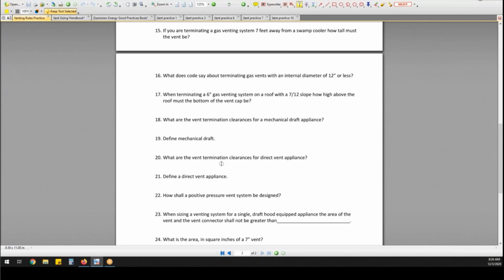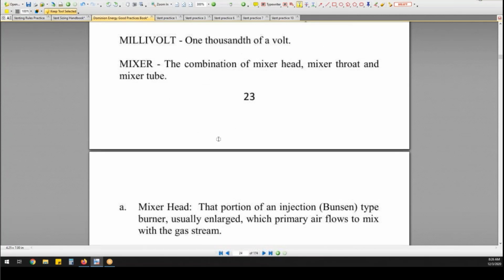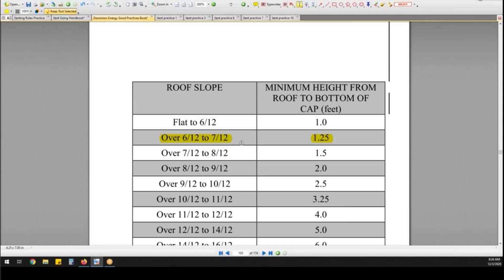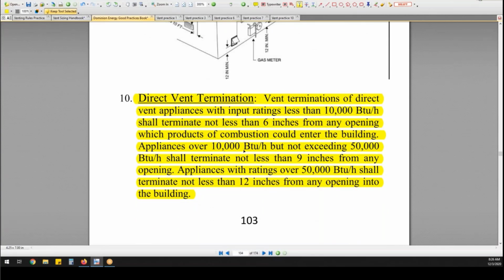What are the vent termination clearances for a direct vent appliance? Where'd you find that one at, Tyson? Page 103 on good practices. Direct vent termination. Vent terminations of direct vent appliances with input ratings less than 10,000 BTU per hour shall terminate not less than 6 inches from any opening which products of combustion could enter the building.